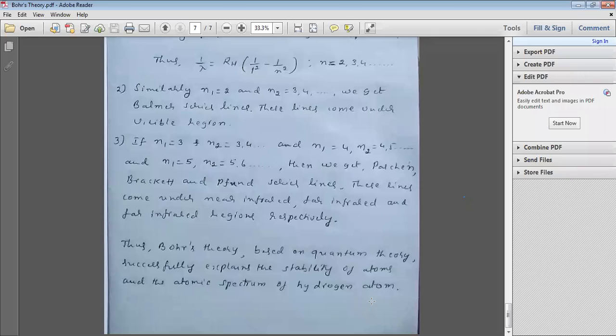But if we forget that, at least we can say that Bohr's theory explains the spectrum of the hydrogen atom very neatly, even though it could not explain other spectra. So the conclusion: Bohr's theory, based on the quantum theory, successfully explains both experimental facts, the stability of atoms and the spectrum of the hydrogen atom. Whereas the classical theory could not explain the stability of atoms and the spectra of atoms, the hydrogen atom at least.